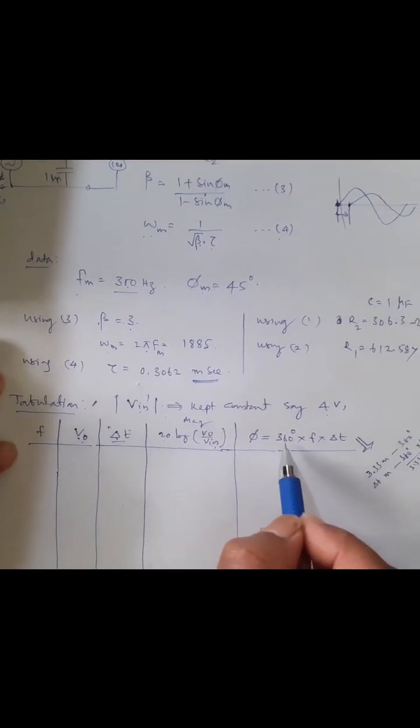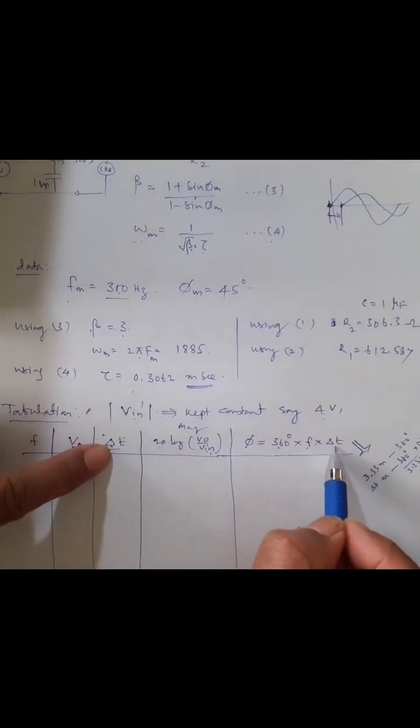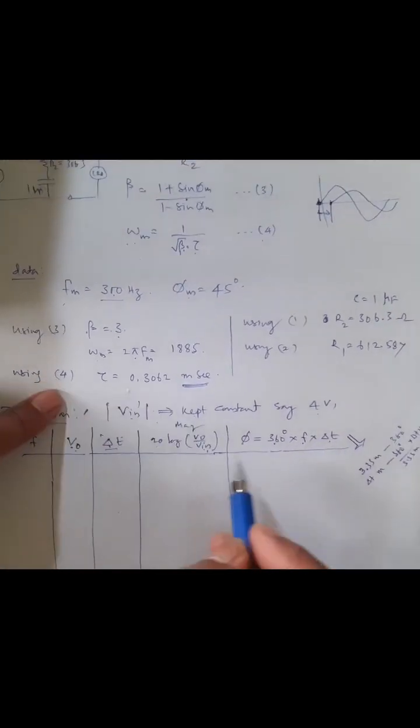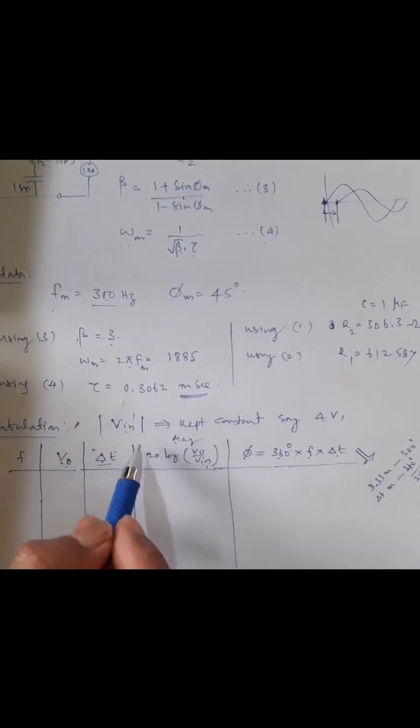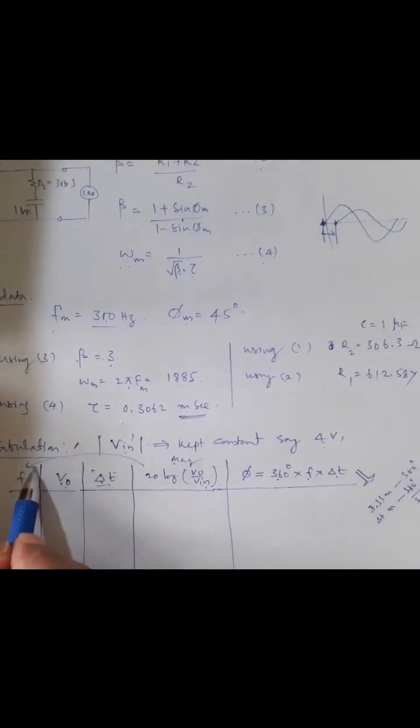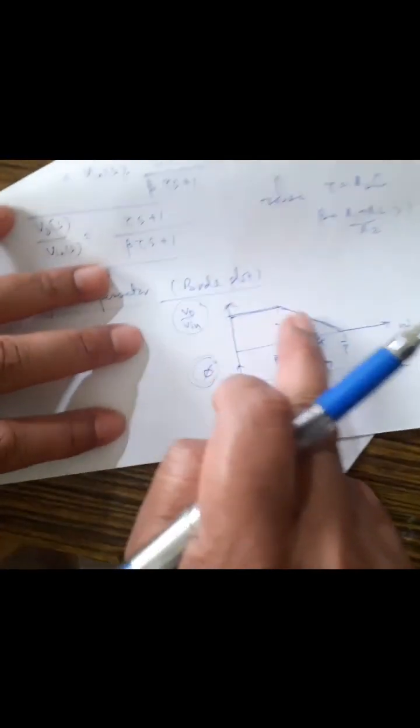For each and every individual value of frequencies, along with V0 peak to peak, you measure delta T also. In the lead compensator experiment, I have explained how to convert this delta T into phase shift. The final equation for that is 360 degrees into whatever frequency you have, into whatever delta T you measure. So you will get the phase shift. If you plot this magnitude versus frequency, you will get this part of the plot.